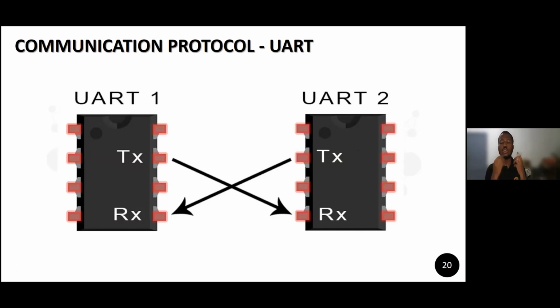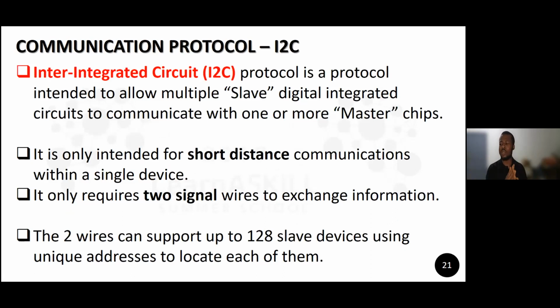And then, of course, you should always make sure the two devices are connected by ground. Even if they have different power supplies, their grounds have to be connected together. Anytime you connect two circuits or two devices together, you should make sure their grounds are connected together. So that's the UART. Then the second communication protocol is the I2C.